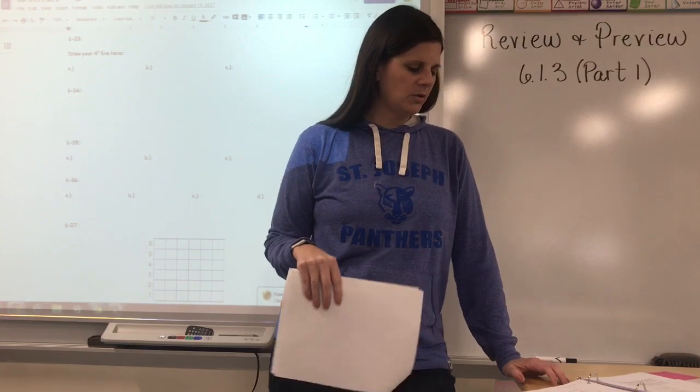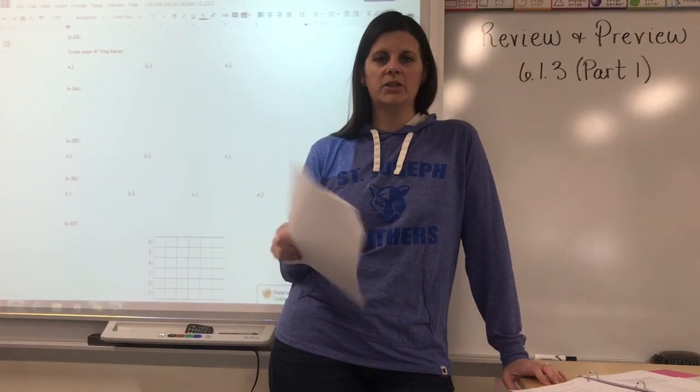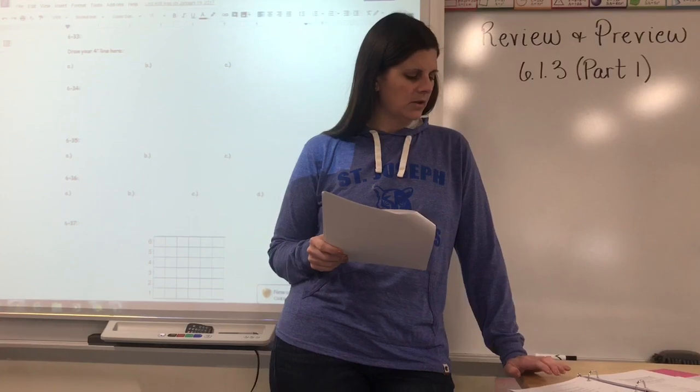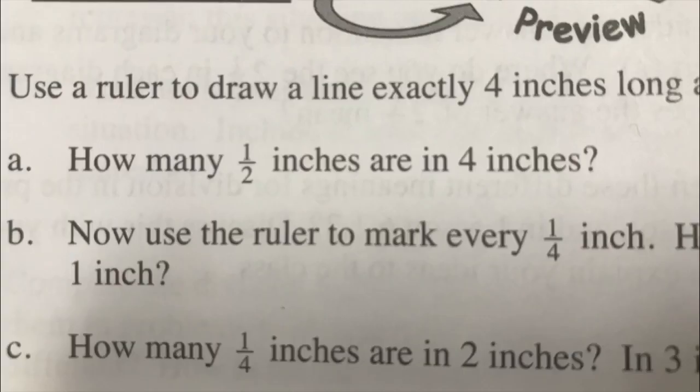Then it asks you to mark every ½ inch in between. Using that diagram, you're going to answer parts A, B, and C. And for most of those you can count. Part B is going to ask you to mark every 1/4 of an inch, so that will be halfway between your 0 and your half, halfway between your half and your 1.